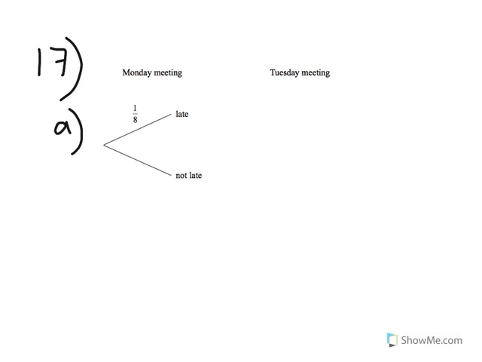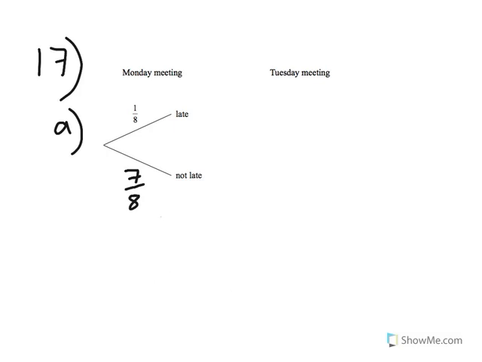So first of all, to complete the probability tree diagram, we have to figure out the probability that he's not late. Now since there are only two events, late and not late, and all probability adds up to 1, that means that the probability of him not being late is 1 minus 1 over 8, which is 7 over 8. The probability of him being not late is 7 over 8, and write that down on the probability branch.